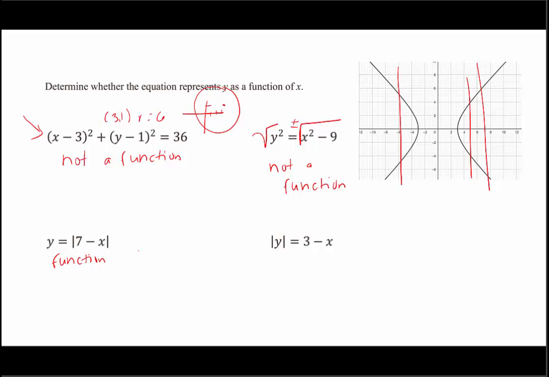How about the last example? We have the absolute value of y is equal to 3 minus x. This is not a function. This is x in terms of y, not y in terms of x. There's the graph. You can see it's going to fail the vertical line test.